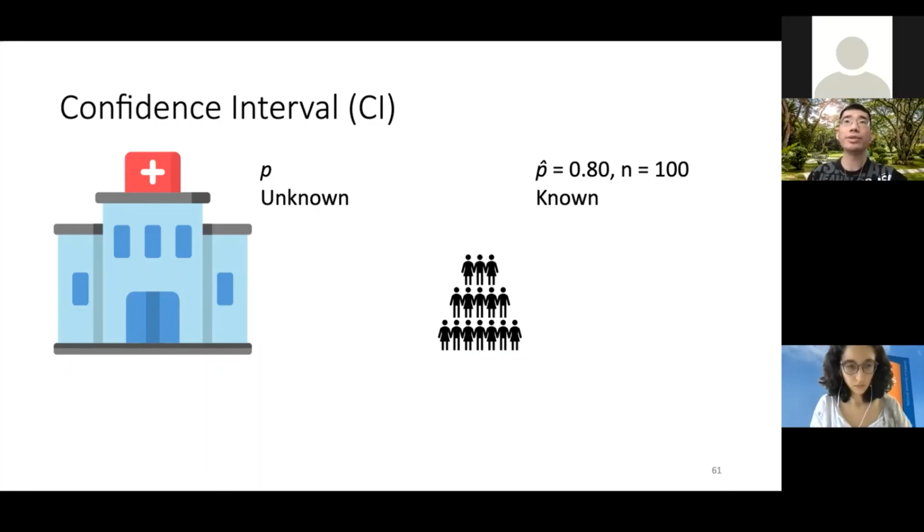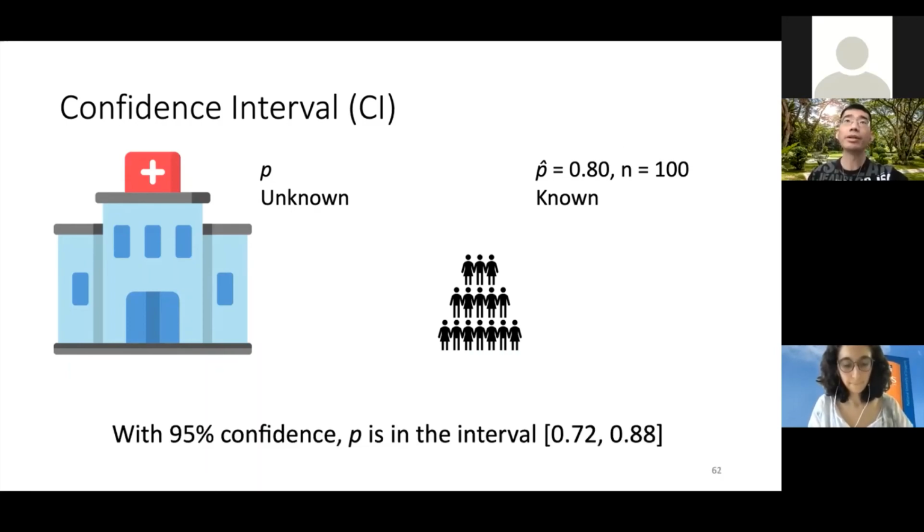So let's say we sample 100 patients from the hospital. And now we find that the model gets an accuracy of 0.8 on the test set. So can we say anything about the range in which the population accuracy p will lie? So confidence interval allows us to say that using our sample, we are 95% confident that the population accuracy p is in the interval 0.72 and 0.88. So 0.72 here is called the lower bound and 0.88 the upper bound of this interval.